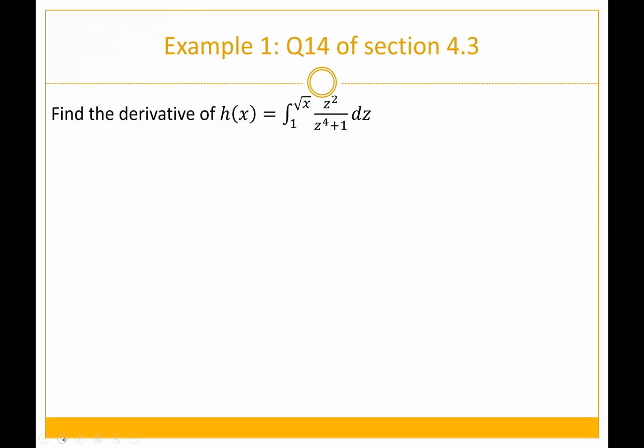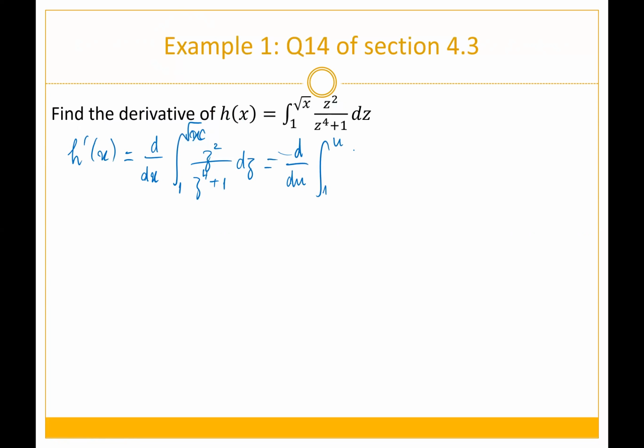The first example is question 14 of section 4.3. Find the derivative of h(x), the integral from 1 to square root of x of z squared over z to the fourth plus 1 dz. For this one we have to use the chain rule a little bit. If you put square root of x as u, you're going to have d over du of the integral from 1 to u of z squared over z to the fourth plus 1 dz, multiplied by du over dx.